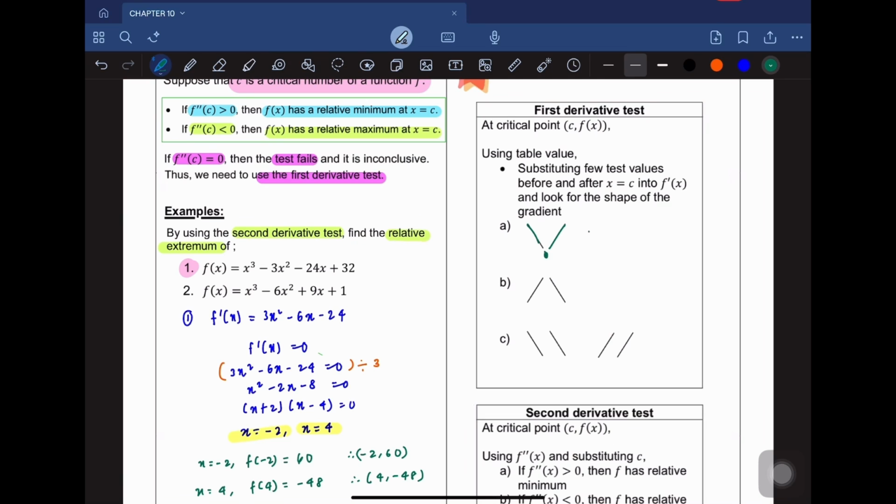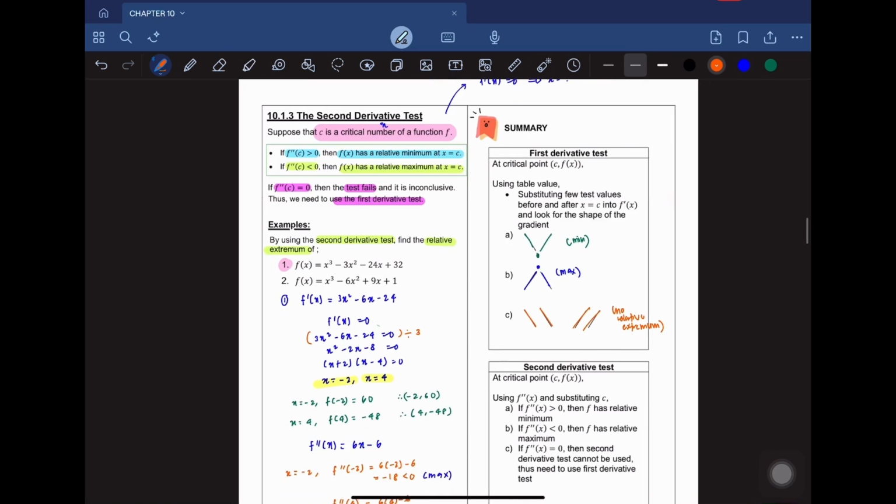So ni maksudnya dia minimum. Ataupun korang dapat bentuk macam ni. So ni adalah maksimum. Ataupun korang dapat dua bentuk yang macam ni ataupun macam ni. Dia tak ada maksimum minimum. So basically dia has no relative extremum. Korang kena check dekat final shape korang.